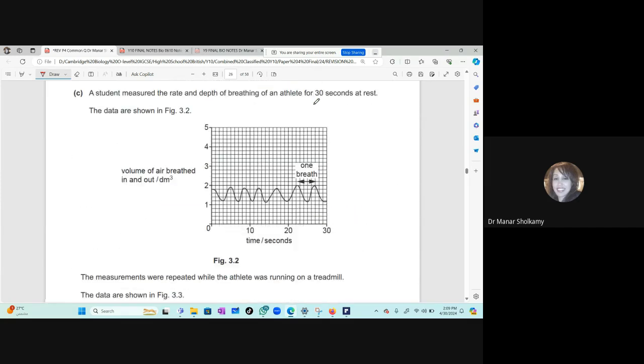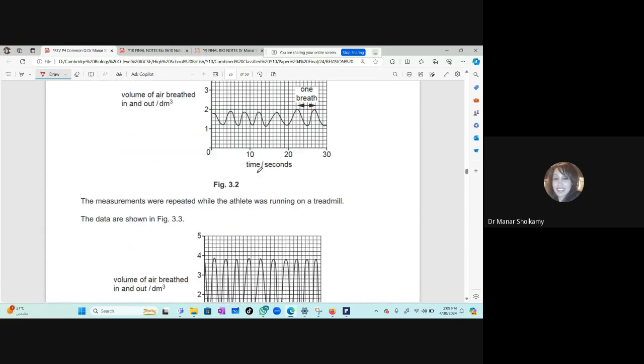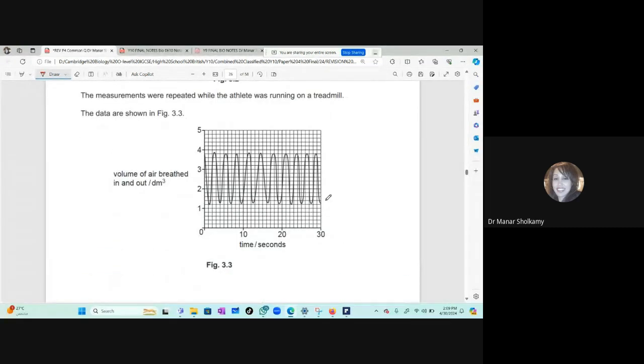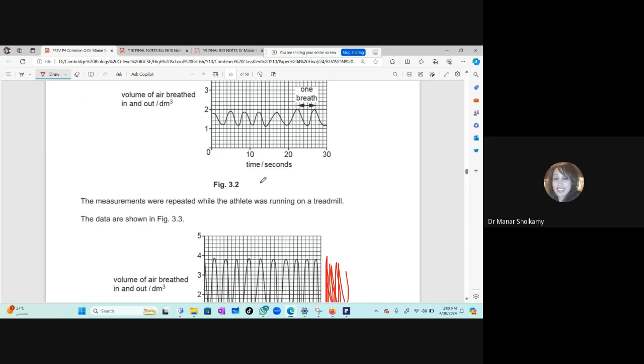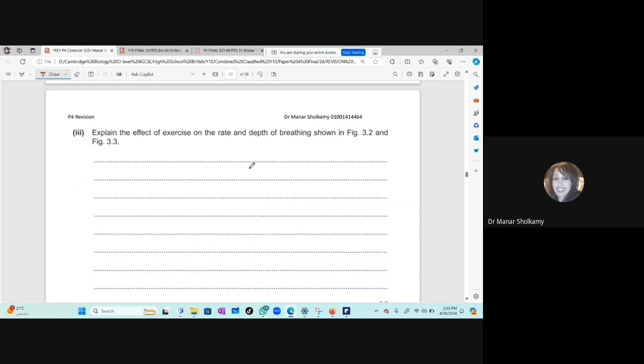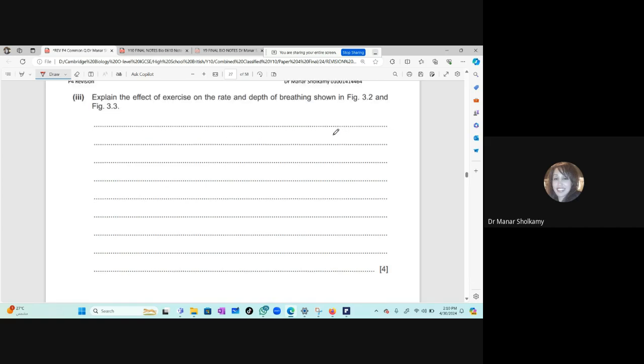Any adaptation is important. Now, here we're talking also about the depth of breathing. They show you the depth here. An increase in the height of this wave means more depth, and the more waves per second, the higher the frequency. Explain the effect of exercise on the rate and the depth of breathing. We already answered it. Can you say it quickly? The rate increases.